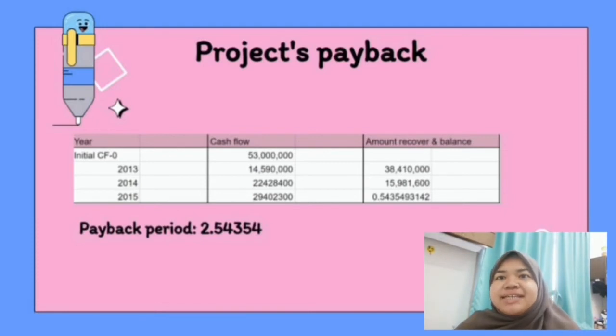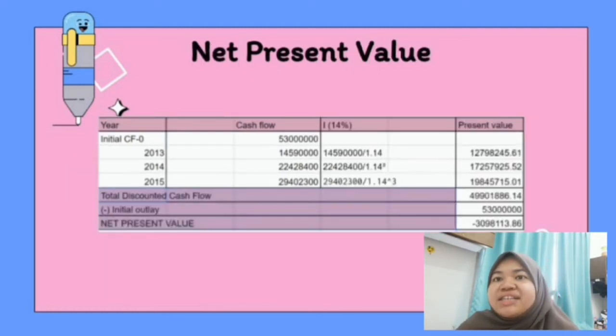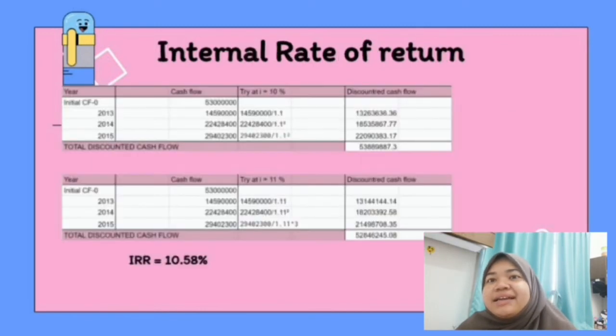Last question, question 3. Does Persistent appear attractive from a quantitative standpoint? Based on estimation of project payback, NPV, and IRR: for payback period, we got 2.535, which is 2 years and a half. We got negative 3 million plus for NPV and 10.58% for IRR after we do interpolation.